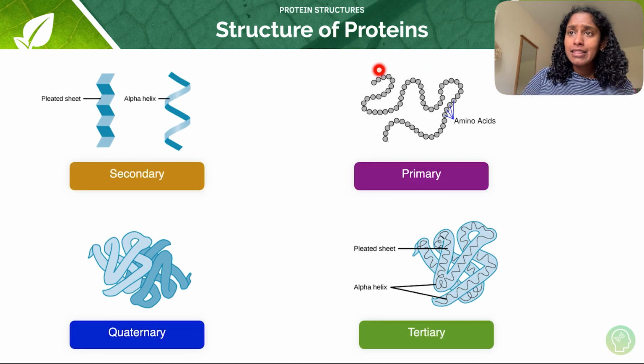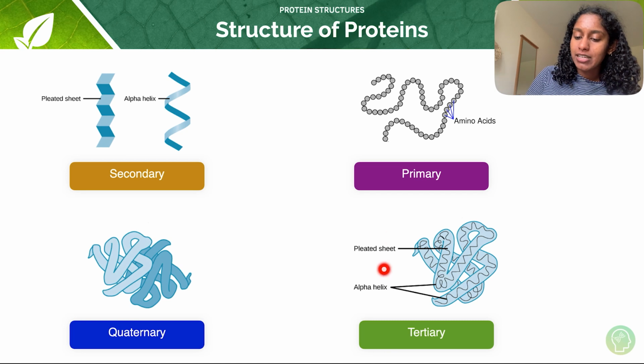So this is our primary, because remember our primary is just our chain of amino acids. It's our 2D structure. This is our secondary, which is when hydrogen bonds form between the primary structures. So within this primary structure, various hydrogen bonds form and cause either an alpha helix or a beta pleated sheet to form. We'll go over this in a little bit more detail over the next few slides.